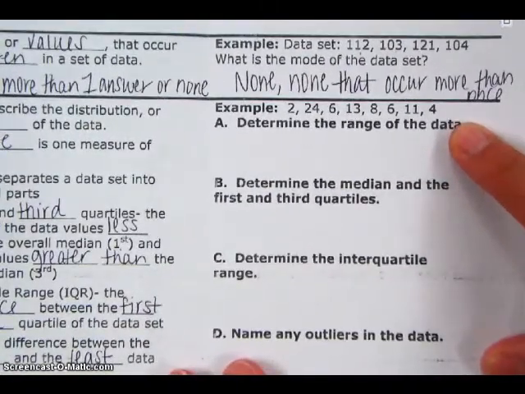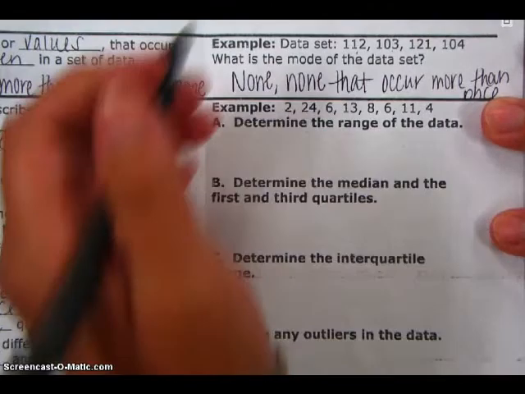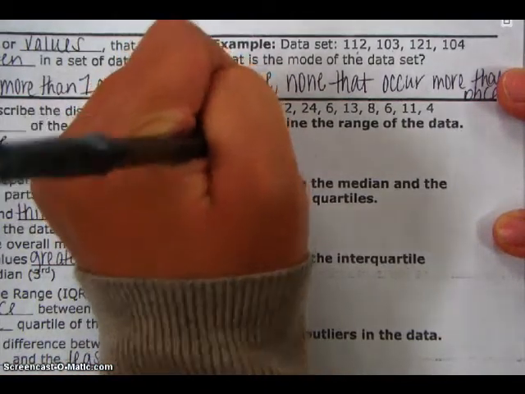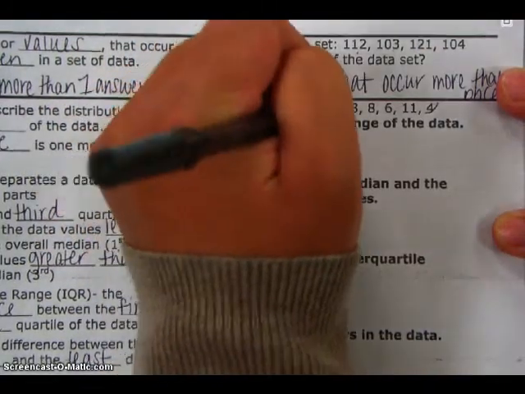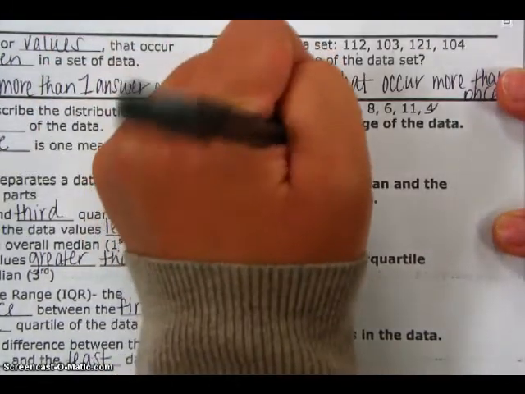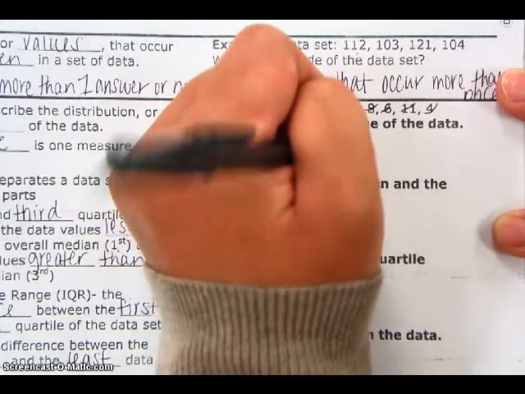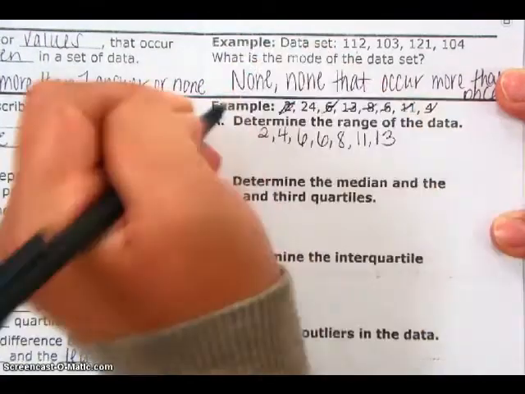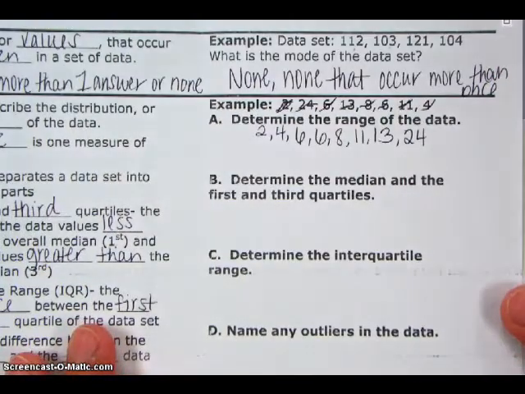Here's our data set up here, and first we're going to start by determining the range of the data set. Normally, if they're not already in order, I go ahead and put them in order from least to greatest. So we have 2, then 4, then 6, then another 6, then 8, and then 11, then 13, and then 24. So I put them in order from least to greatest.